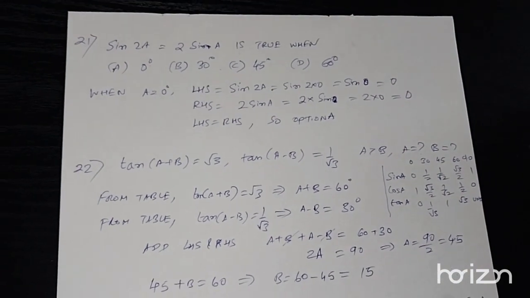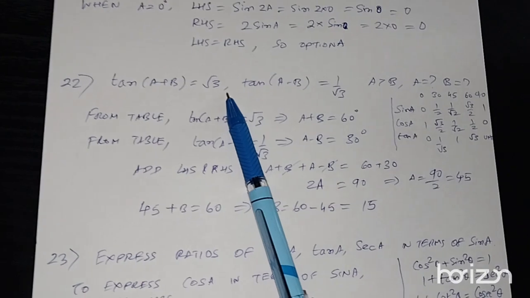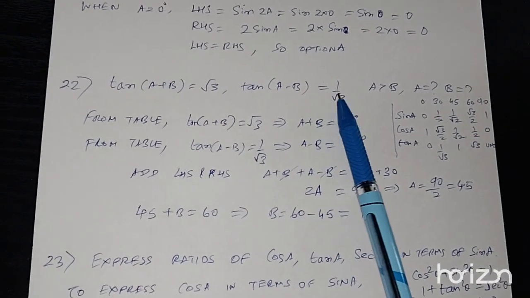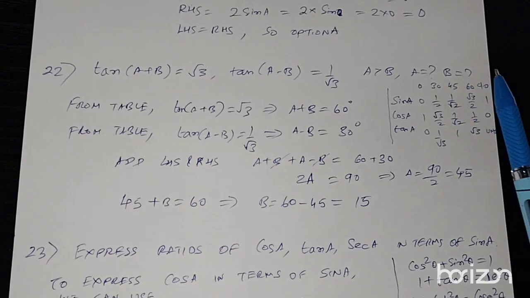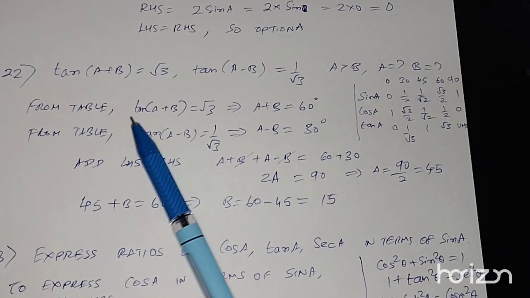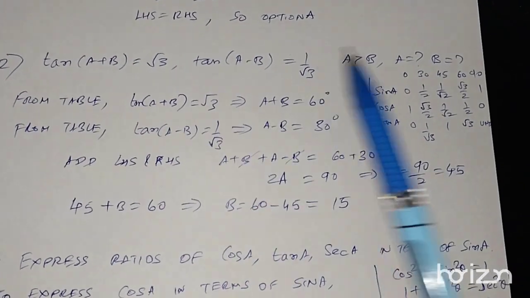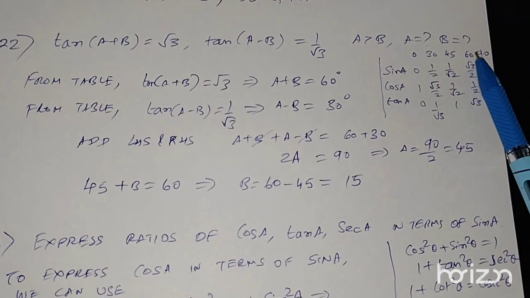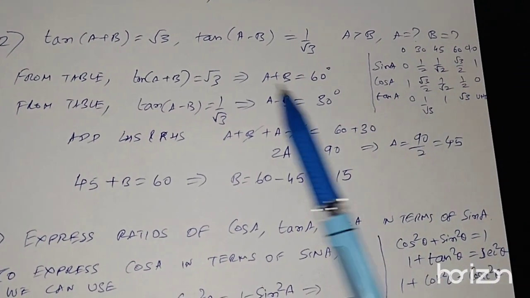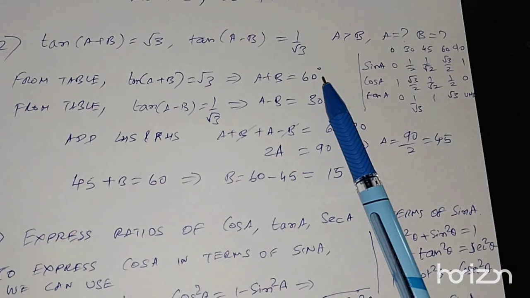Okay. The next question says tan(A + B) is equal to root 3 and tan(A − B) is equal to 1 over root 3. What is the value of A and what is the value of B? Okay, when tan(A + B) is equal to root 3, from the table, root 3 means that the angle should be 60 degrees, correct? So here A + B is equal to 60 degrees.